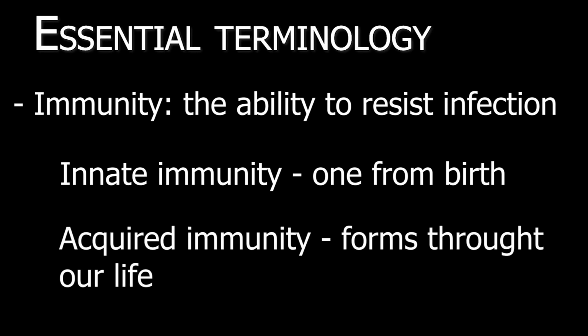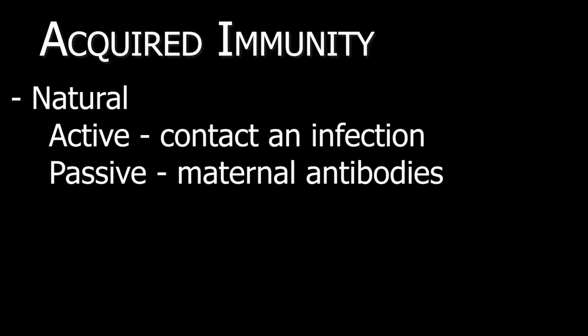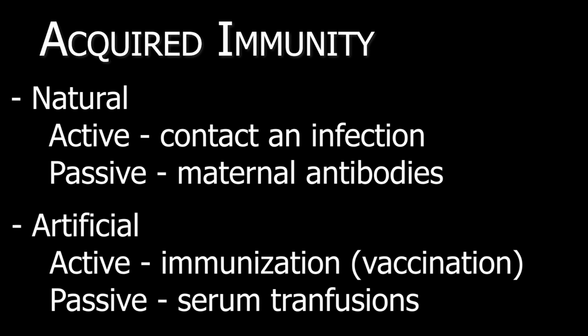The second type is adaptive, aka the immunity we develop throughout our life. It can be natural, which is divided into active, aka when you contract the disease, or passive, through receiving maternal antibodies from breastfeeding. And it also can be artificial, through immunization, or what we'll be discussing in here, also known as vaccination, or passive by transferring antibodies using serums for medical indications.